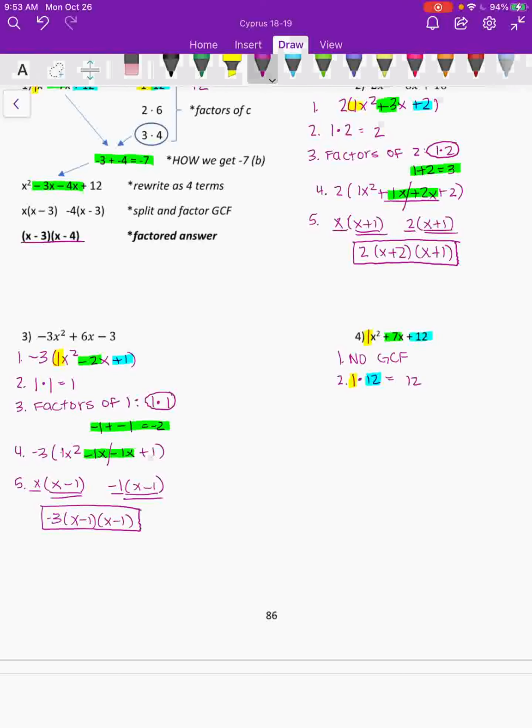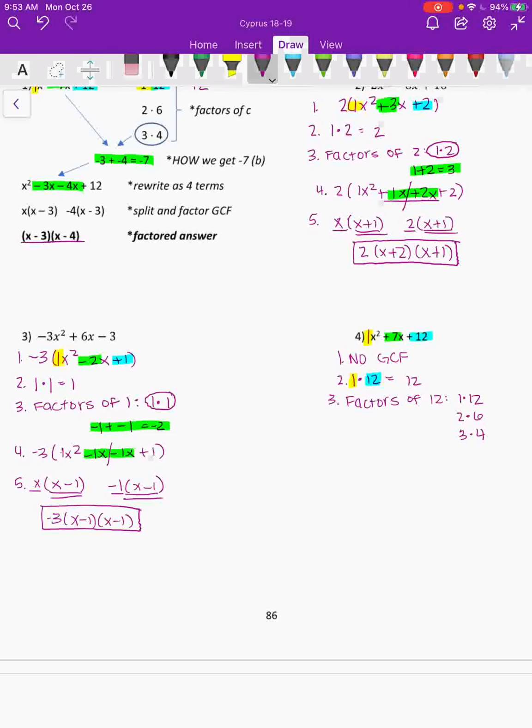So we want to take that number 12, and we want to find factors of 12. What can I multiply to get 12? Well, we already know we can multiply 1 times 12 to get 12. We can multiply 2 and 6, and we can multiply 3 and 4. Okay. So that's the first part of step 3.